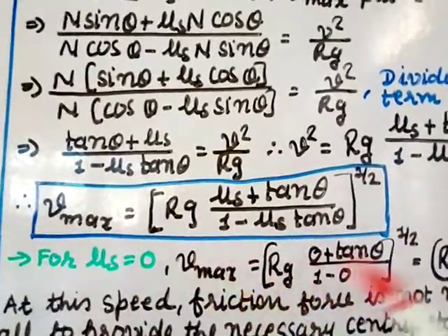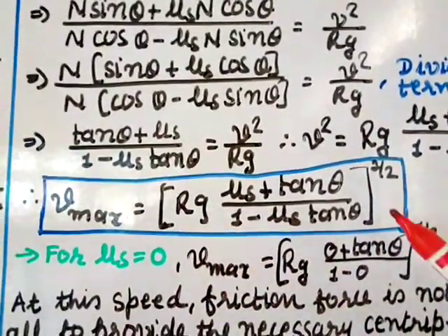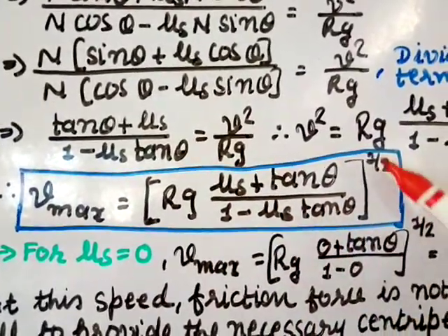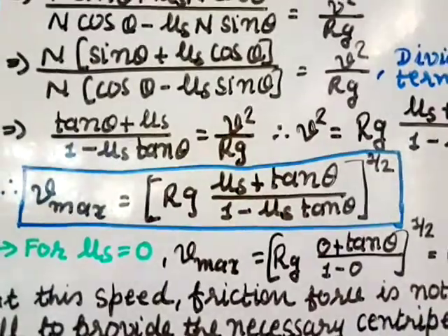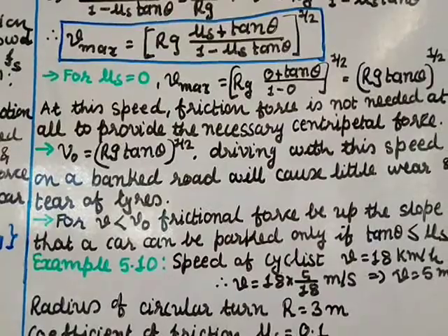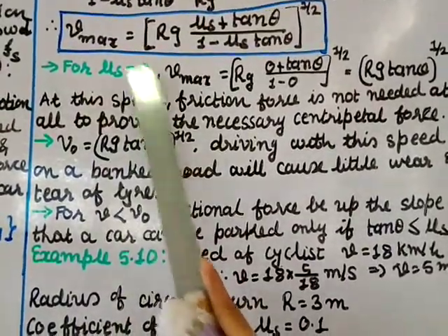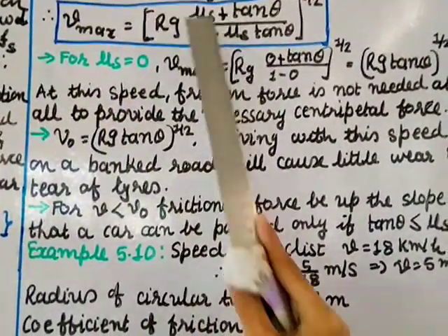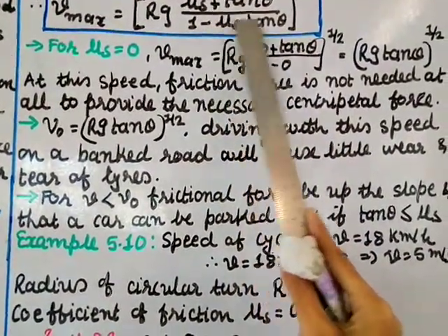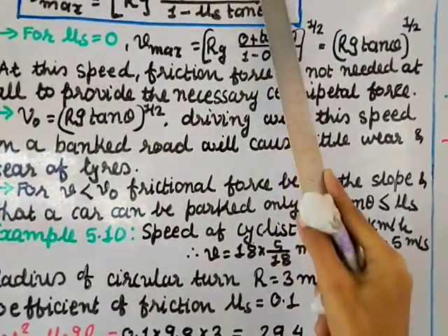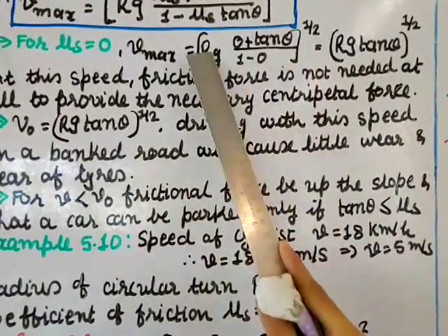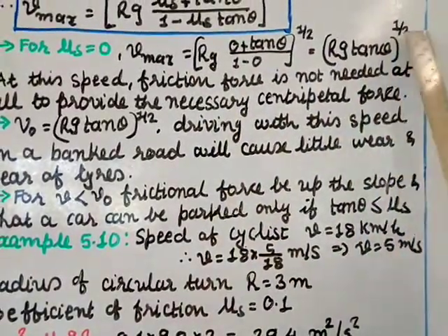So for safe turning, the maximum speed should be rg (mu s plus tan theta) divided by (1 minus mu s tan theta), whole power 1 by 2, or under the square root. Now for mu s equal to 0, that means the coefficient of static friction is 0. So V maximum equals rg times (0 plus tan theta) divided by (1 minus 0 into tan theta), power 1 by 2. You get 0 plus tan theta gives tan theta, and 1 minus 0 is 1. So you can write this as [rg tan theta] power 1 by 2.